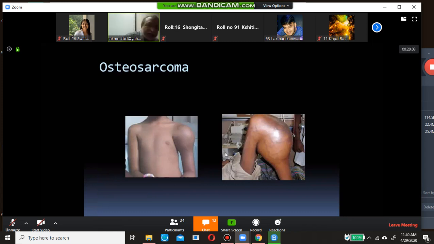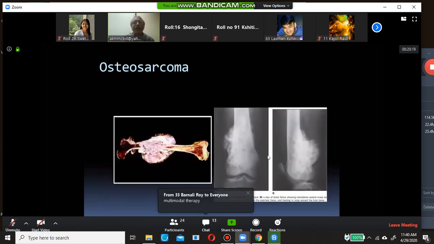So, in an advanced case, osteosarcoma may become such a big thing. There will be increased vascularity, redness of the skin, shininess. But these are very advanced. You need to treat them much earlier. So, what will be the treatment? Okay, thank you. Okay, Joe.